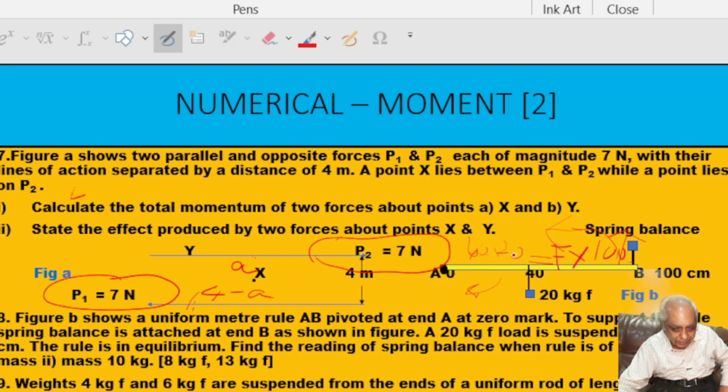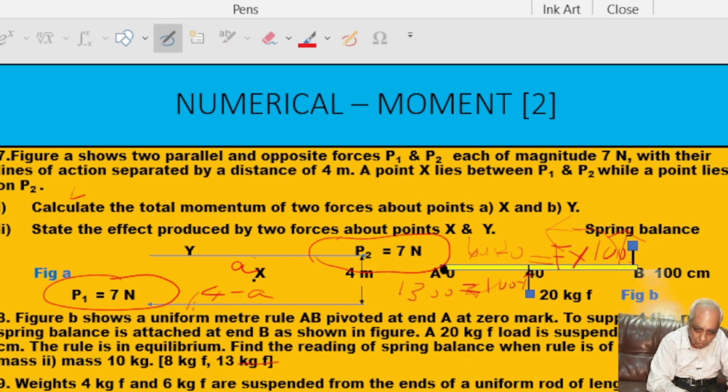So this is 800 plus 500. That will give me 1300. So I'll get 1300 equal to 100F. So I'll get F as 13. Is it alright? Note down. Then we'll go to sum number 9.